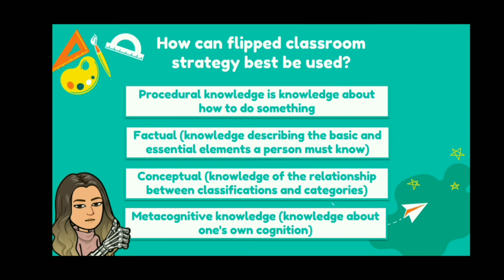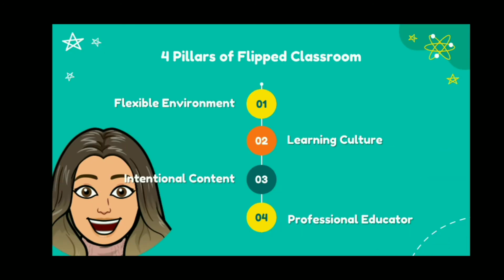So as for factual, it is knowledge describing the basic and essential elements a person must know, while for conceptual, knowledge of the relationship between classifications and categories. For metacognitive knowledge, this is the knowledge about one's own cognition. However, it is important to note that much more time and thought will need to go into employing the flipped classroom strategy. 4 pillars of flipped classroom.